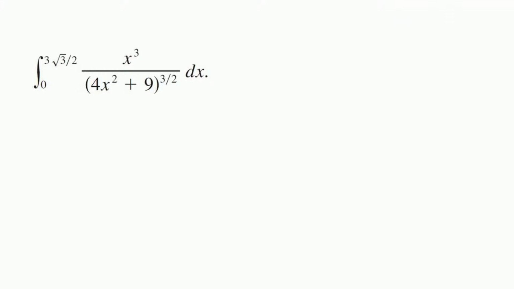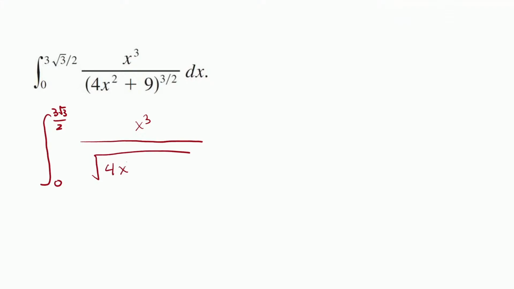Before we get started, I'm going to rearrange this just slightly because there's no radical, is there? Well, there is, it's just hidden. So let me show you where the radical is. So this is the same as the integral from 0 to 3 radical 3 over 2 of x cubed over the square root of 4x squared plus 9 raised to the 3rd power. So double check that that makes sense just for a minute. So this is just algebraic manipulation. It's not even a manipulation, just a rewrite.